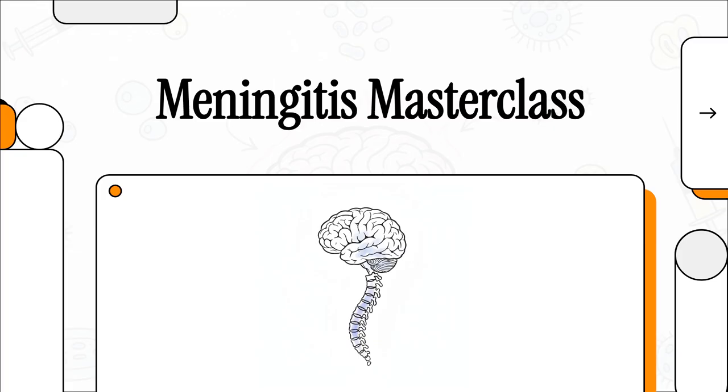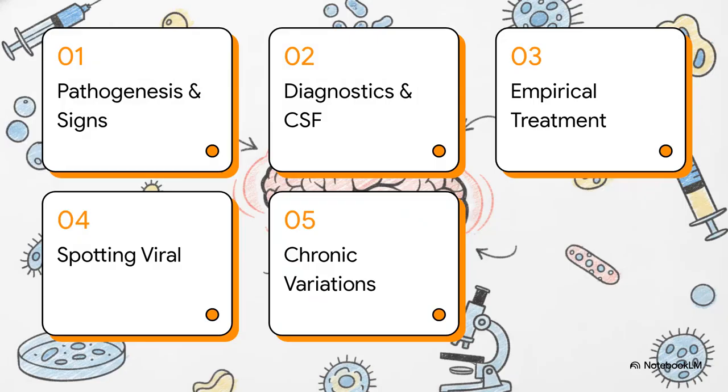We'll be following a clinical reasoning funnel today. Section 1, pathogenesis and presentation. Section 2, diagnostics and CSF. Section 3, empirical treatment. Section 4, spotting viral meningitis. And finally, Section 5, chronic variations. We're going to move efficiently through these, mapping the exact flow of a board exam vignette right from the moment the patient walks in down to the targeted treatments.